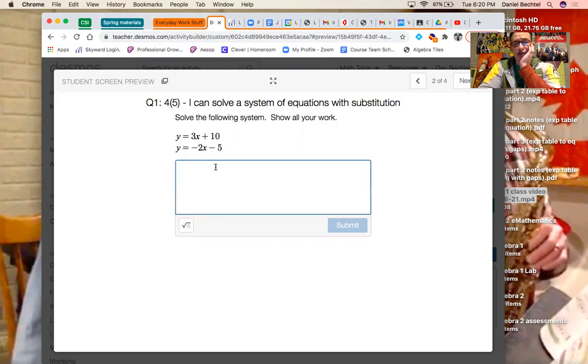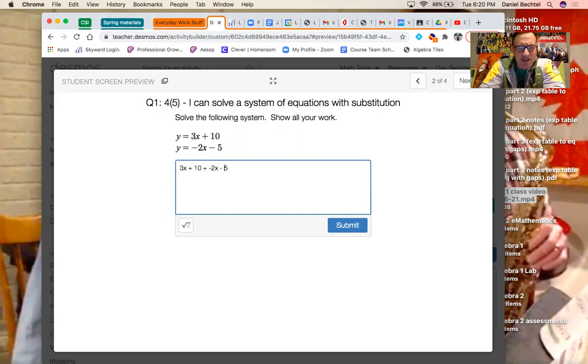So the first thing that I need to do is write an equation that has the 2 of them with the y's equal. So I'm going to take this 3x plus 10 and put it where this y is. So I'm going to go 3x plus 10, and I'm going to do a little bit of space. You can do spaces in here. So 3x plus 10 equals negative 2x minus 5.